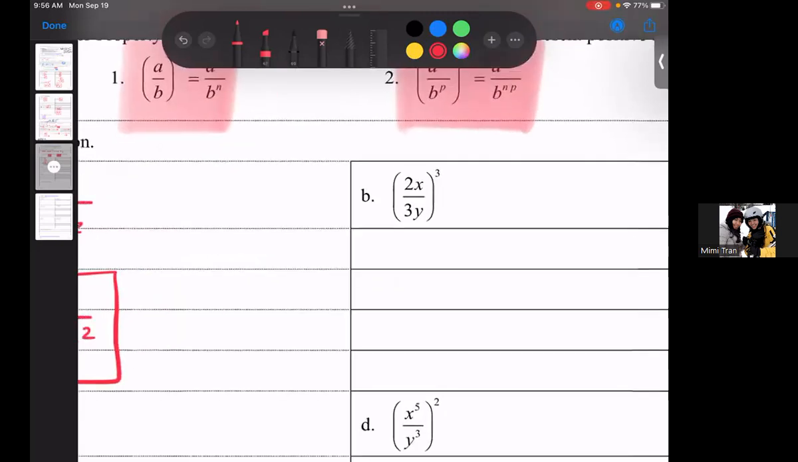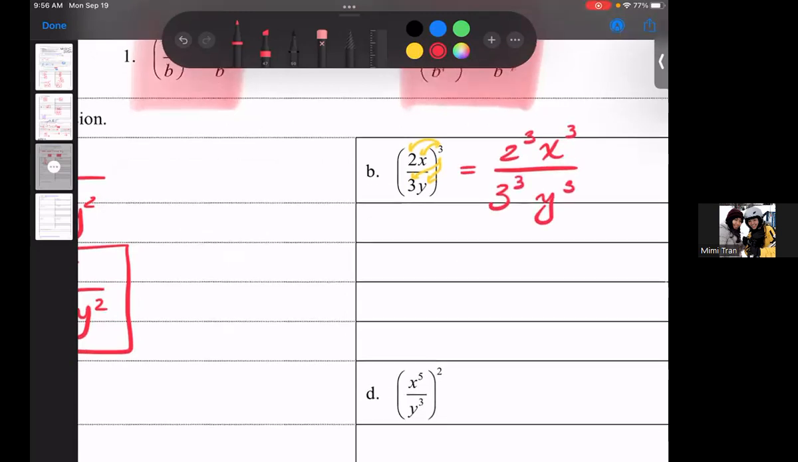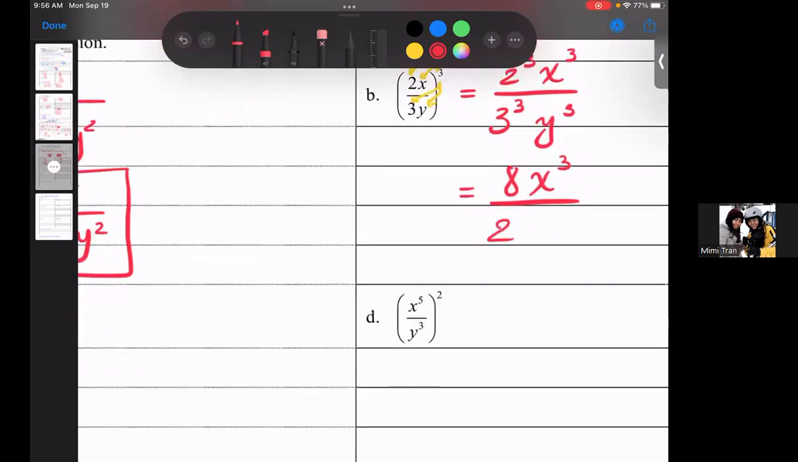Everybody get the power, right? No one left behind. So the 3 is supposed to go to everyone. So equal 2 cubed and then x cubed over 3 cubed and then y cubed. 2 cubed is 8. X cubed is x cubed. 3 cubed is 27. And then y cubed.